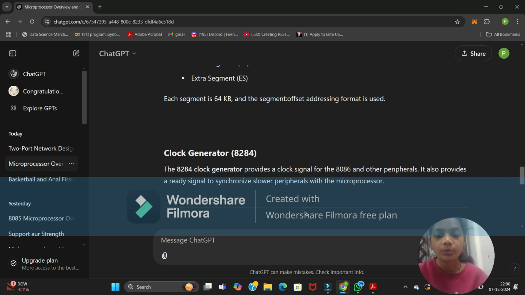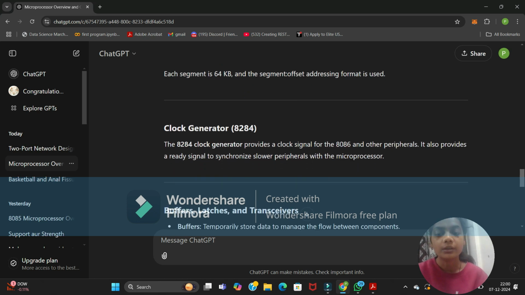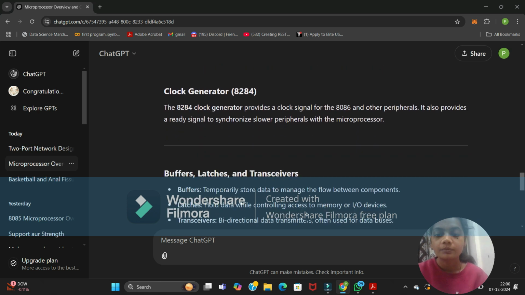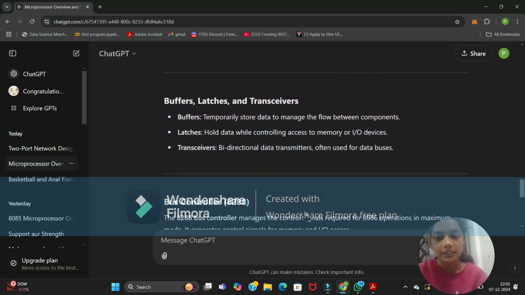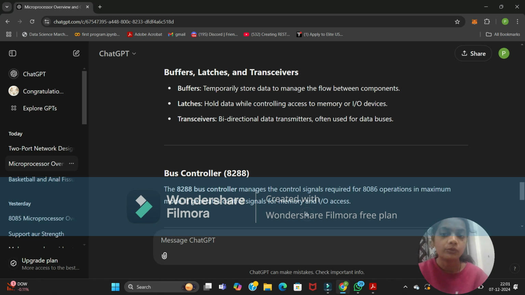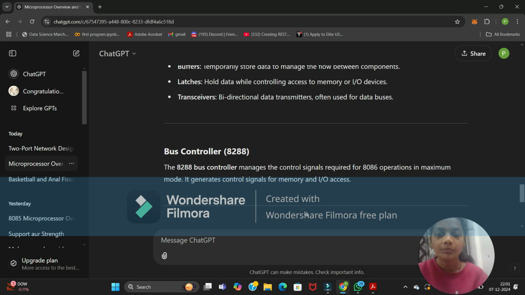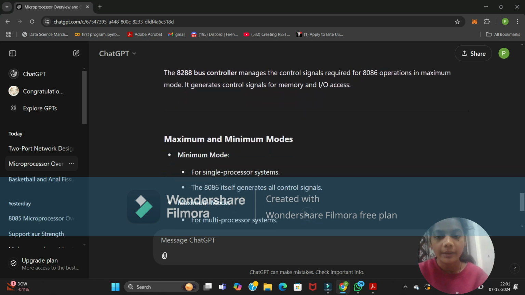The 8284 provides a clock signal for the 8086 and other peripherals. It also provides a ready signal to synchronize slower peripherals with the microprocessor. Then buffers, latches, and transceivers: buffers store temporary data, latches hold data, and transceivers are bidirectional data transmitters used for data buses. Then the bus controller and minimum and maximum mode.